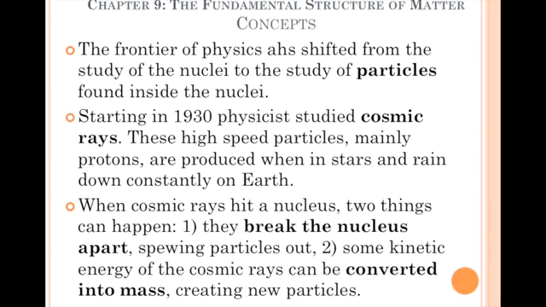Starting in 1930, physicists studied cosmic rays. These high-speed particles, mainly protons, are produced in stars and rain down constantly on Earth. When cosmic rays hit a nuclei, two things can happen. First, they break the nuclei apart, spewing particles out. Or second, some kinetic energy of a cosmic ray can be converted into mass, creating new particles.